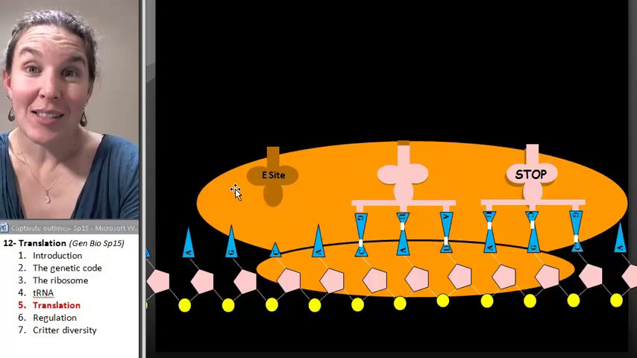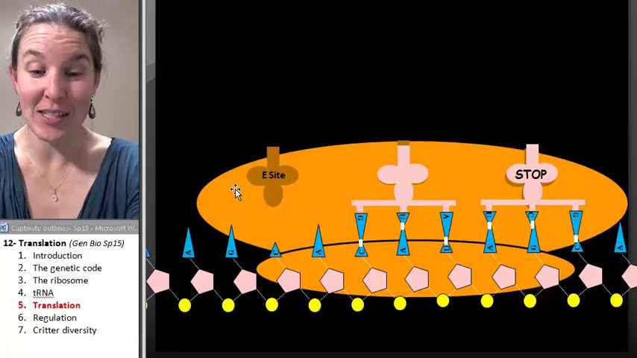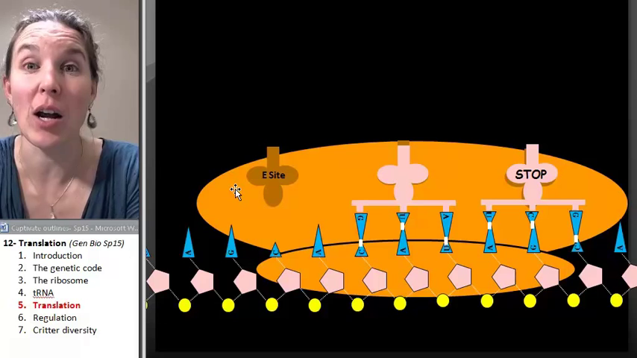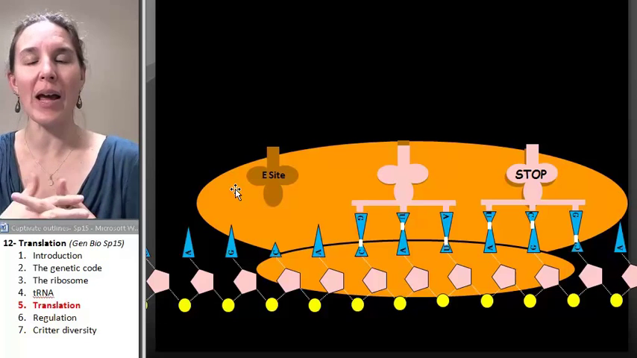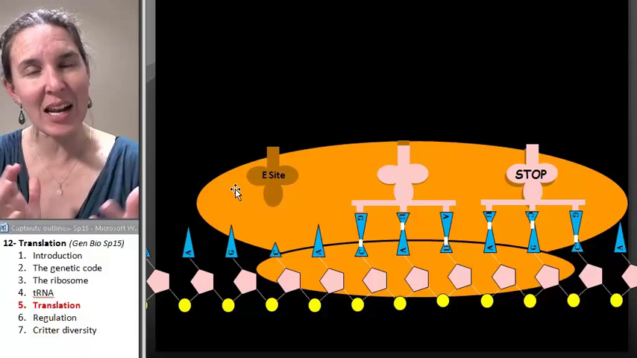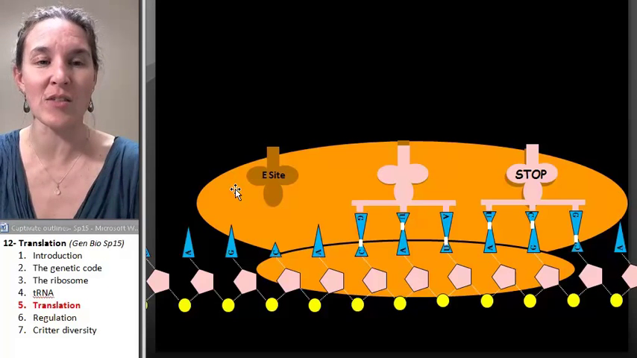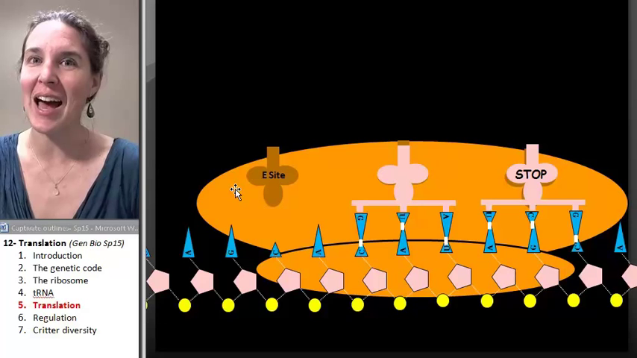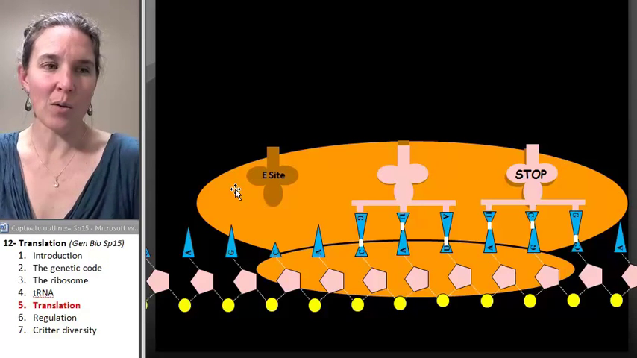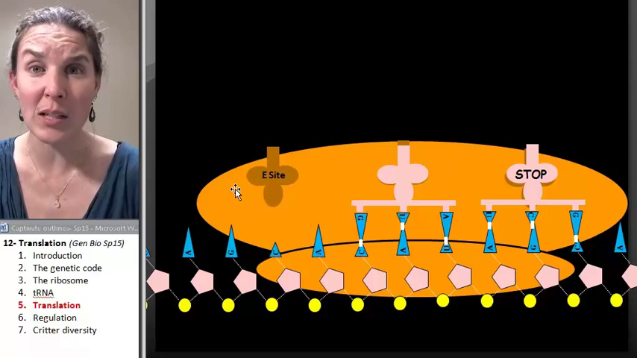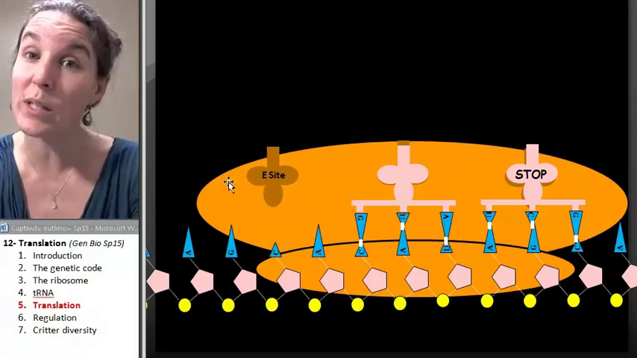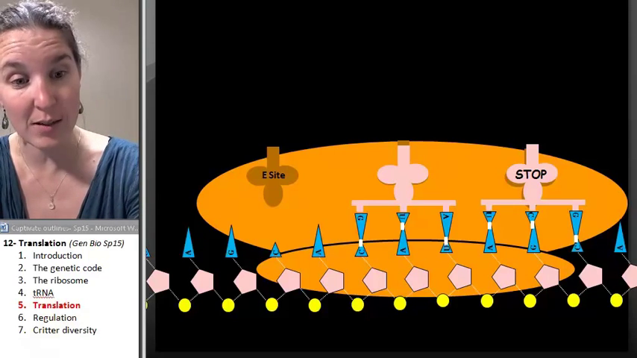Of course, you now have all the pieces, but none of it is ever that simple, ever. And so we're going to talk a little bit about how the whole process of protein synthesis is regulated and how we can end up with some diversity of stuff. And then we're going to look at critter diversity, like actually how critters can be really, really, really similar in their DNA and yet look really, really, really, really different.